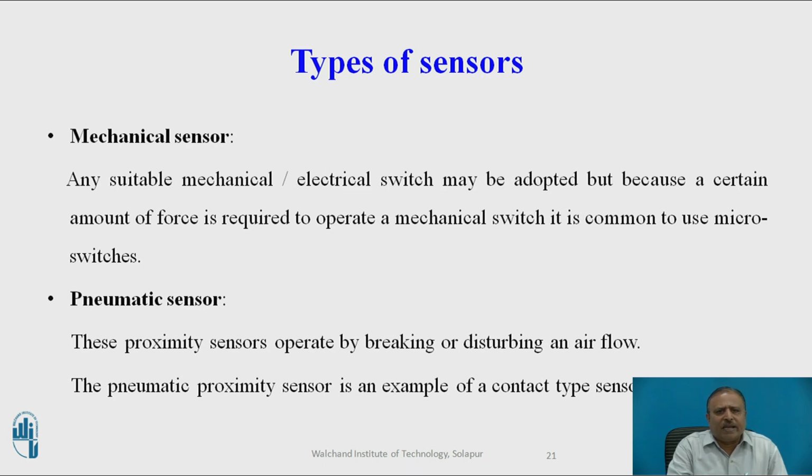The next sensor is mechanical sensor. Any suitable mechanical or electrical switch may be adopted, because a certain amount of force is required to operate a mechanical switch. It is common to use micro switches. Pneumatic sensor: these proximity sensors operate by breaking or disturbing an airflow. The pneumatic proximity sensor is an example of a contact type sensor.